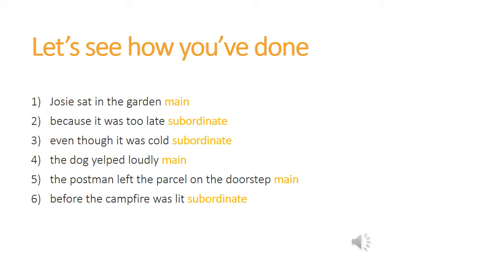Number 5. The postman left the parcel on the doorstep. This is a main clause. The subject is the postman and left is the verb. And lastly, number 6, before the campfire was lit is a subordinate clause because before is a subordinating conjunction and we need a main clause for that sentence to make sense. How did you get on?